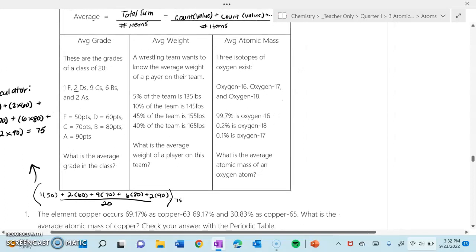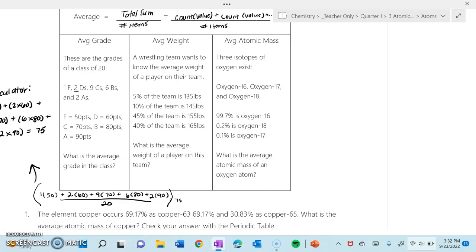Now let's do another example using average weight. A wrestling team wants to know the average weight of a player on their team. This time, instead of giving us an actual count, they're giving us percentages. And a percent is always out of 100. So we're going to say that the team is 100 players. They didn't tell us. That makes it much easier to figure out the count. 5 players are 5%, 10 players is the 10%, 45 players, and 40. They become our count, and then our total number that we'll divide by at the bottom is going to be 100.